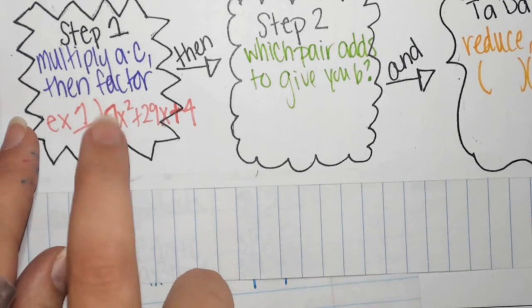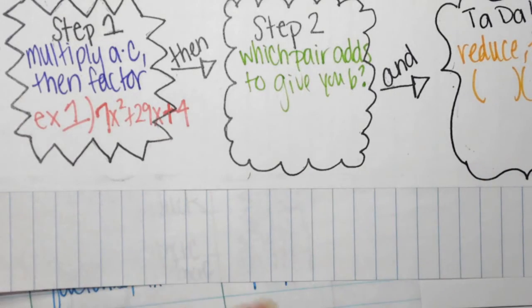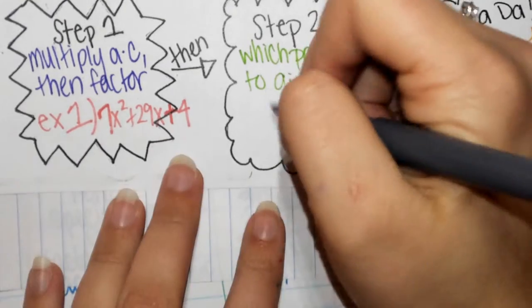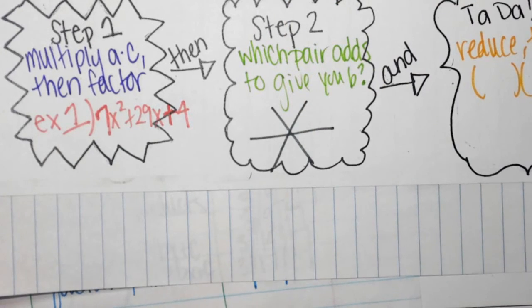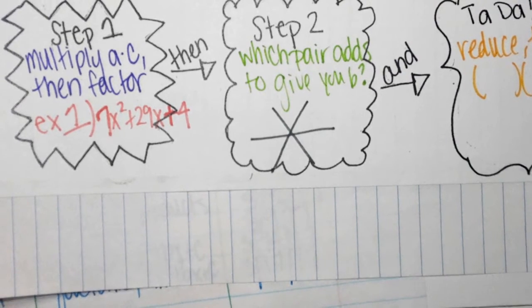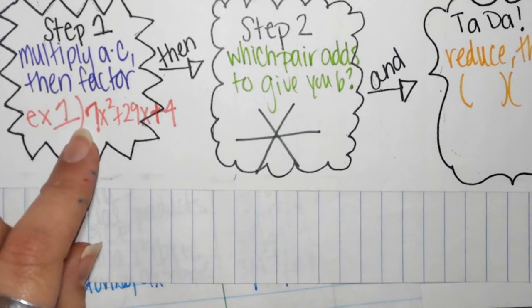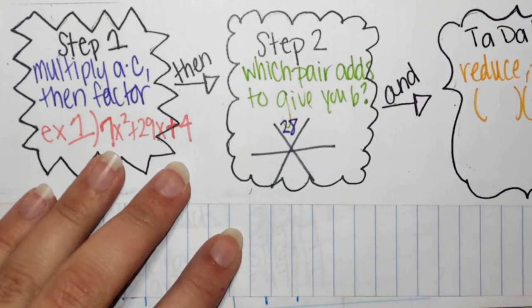7. A is 7. So, what I want you to do is draw your star underneath step 2. Now, step 1 says to multiply A times C, then factor. So we're going to fill in our star by multiplying A times C, filling in B and A. Now, first you do 7 times 4. What is that? 28. Let me just write 28.